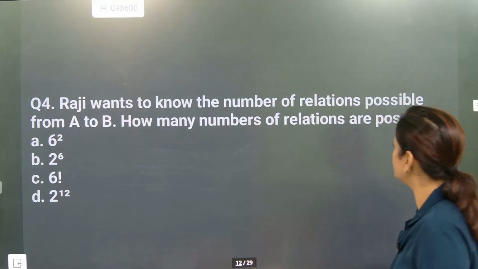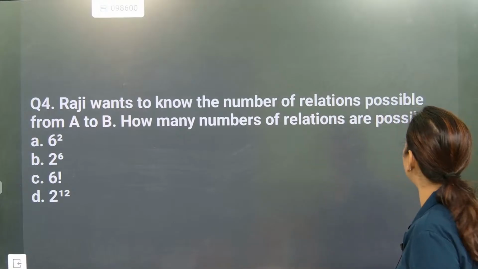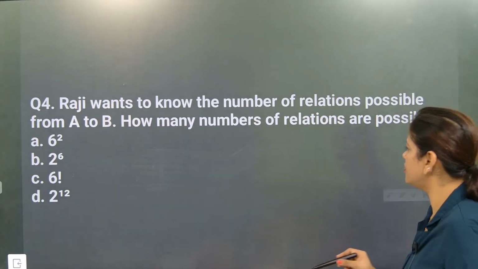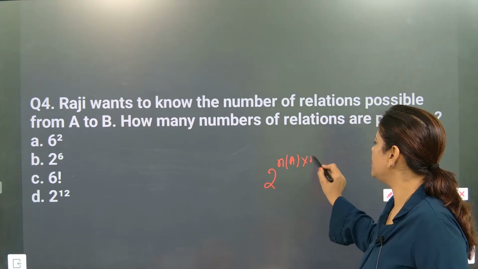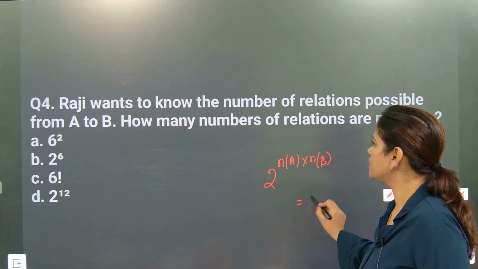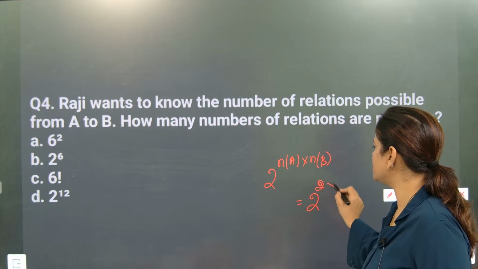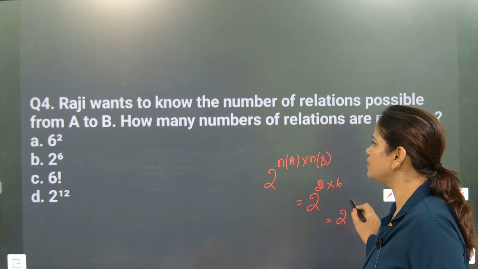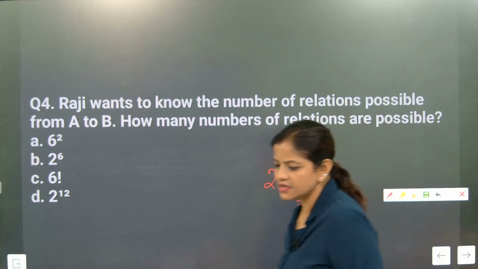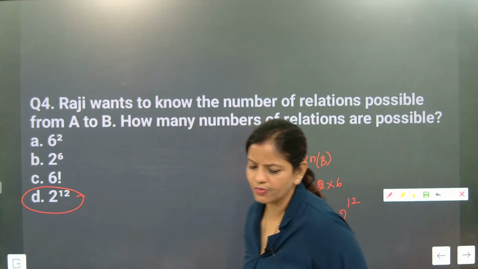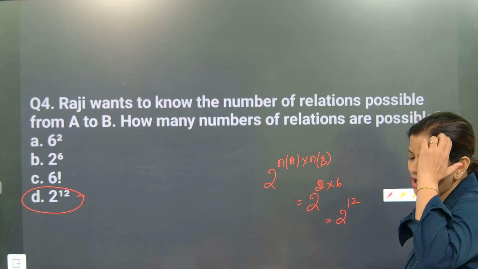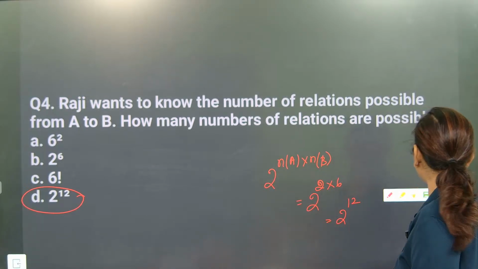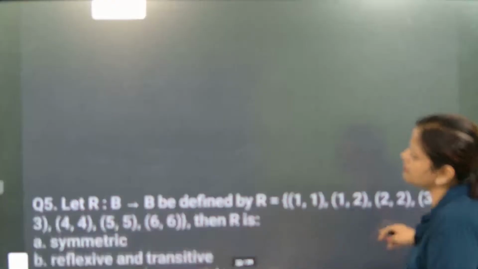This is the next part of the question: Ravi wants to know the number of relations possible from A to B. Then the number of relations possible formula is 2 to the power of the number of elements in A times the number of elements in B. So it will become 2 to the power of 2 times 6, which is 2 to the power 12. So the correct answer is 2 to the power 12. Like this only, questions on relations they will ask. Relation and function means most of the primary formulas only they will be asking, no other work.